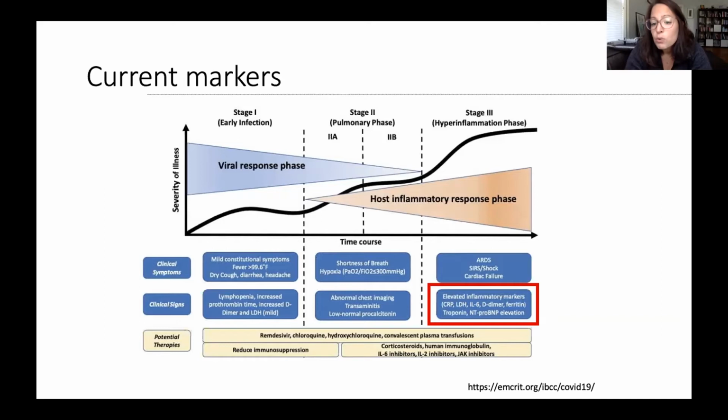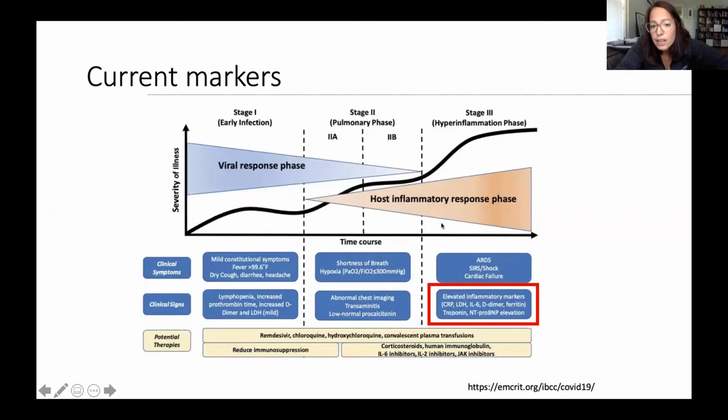So what I'm showing you here is a lovely cartoon that was generated by folks at Hopkins, just showing the different response profiles within the SARS coronavirus infection. This is all happening in the first few weeks of infection, where early on, the first stage of infection is marked by this viral response, which is really associated with fever, dry cough, some diarrhea, headaches, and lymphopenia. And during this time, this is really when the immune response is ramping up to respond to this virus that's come into the system.